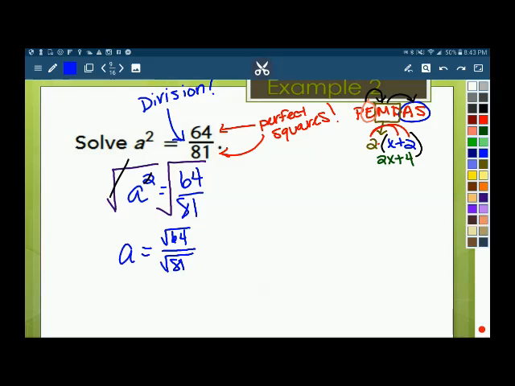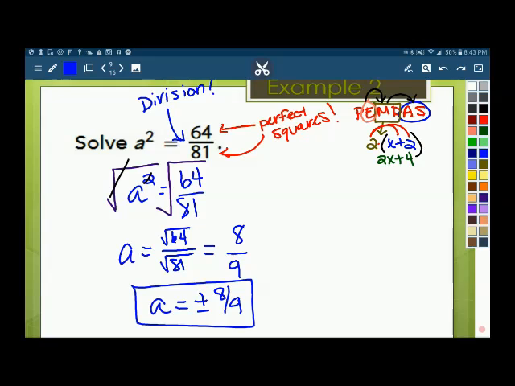which makes this problem easier because I know that the square root of 64 is 8, and I also know that the square root of 81 is 9. I also should include my plus or minus symbol, so I'm going to say A is equal to plus or minus 8/9. Leave your answer as a fraction.